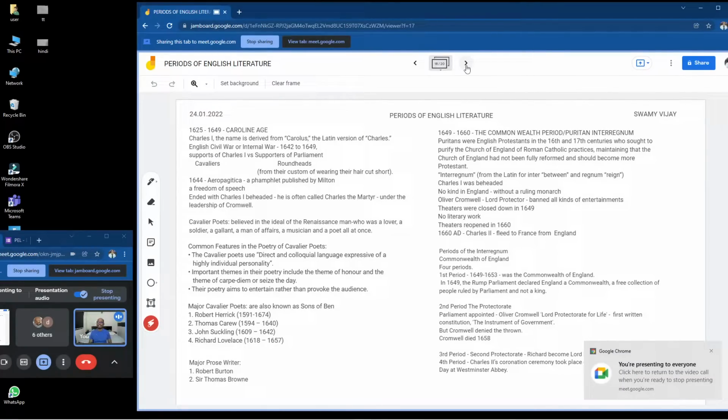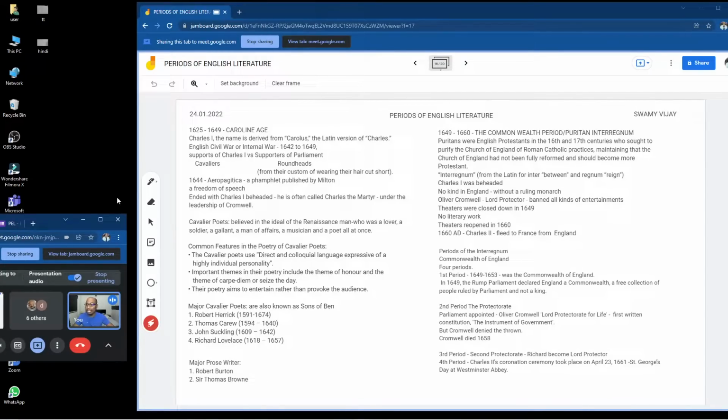So the next age is the Caroline age. It is again one more confusion, why this is known as Caroline. I also used to get confused whether Caroline is a girl, woman or man. So from 1625 to 1649 is the Caroline age. It comes under the Renaissance. After the Elizabethan age and the Jacobean age, the next age is the Caroline age.